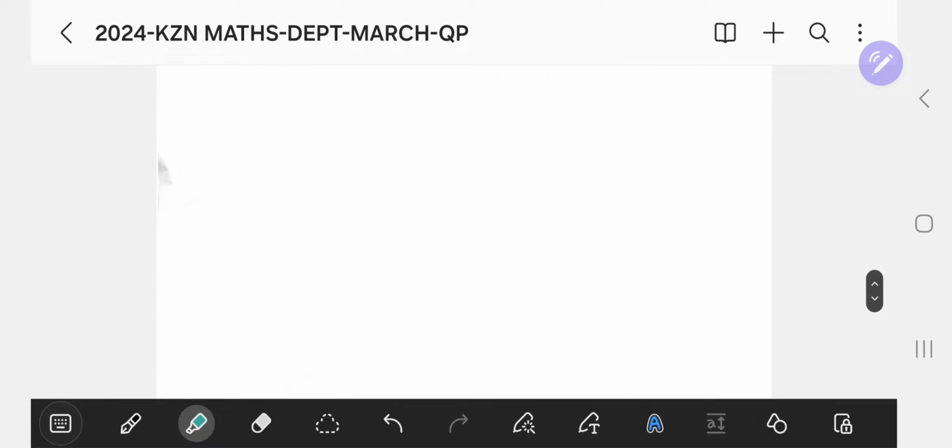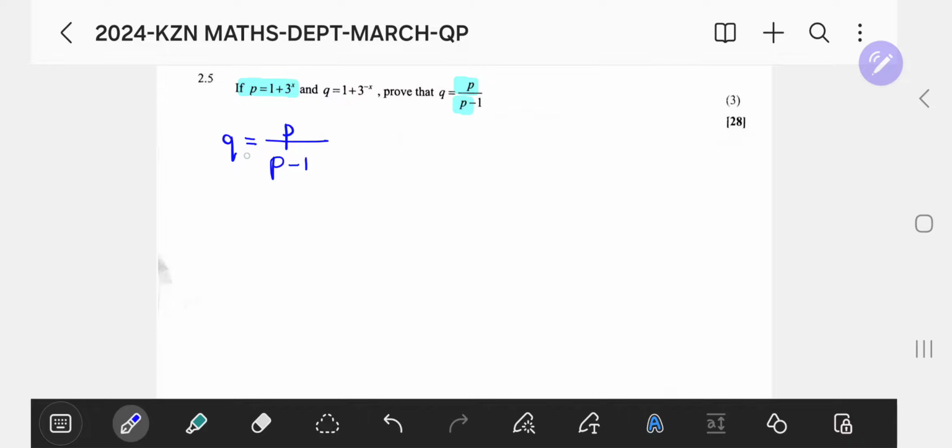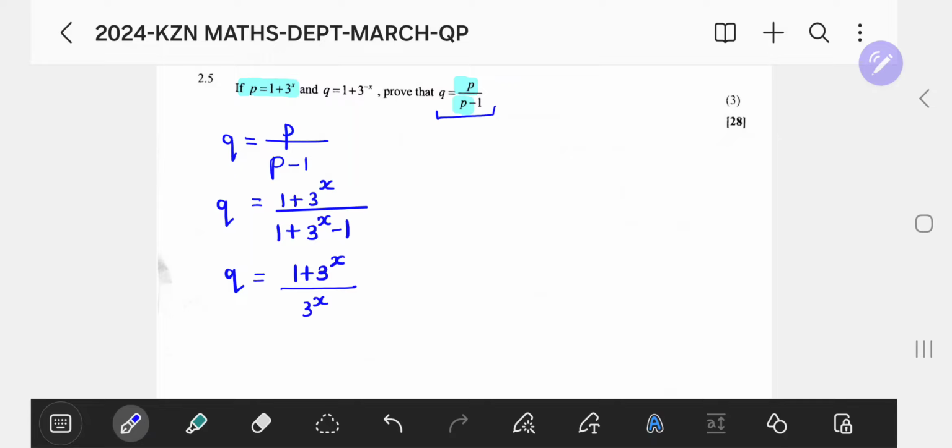Now there's quite a bit of space on this question paper, so I'm going to do the working out on here. So I'm going to start off by saying q is equal to p over p minus 1, which was what was given there. Then I am going to replace p with what it's equal to. They said p is 1 plus 3 to the power x. We also have it in the denominator, 1 plus 3 to the power x, but there is this minus 1 as well. When we simplify, the numerator stays the same. What happens to the denominator though? 1 minus 1 cancel out with each other, and we have 3 to the power x.